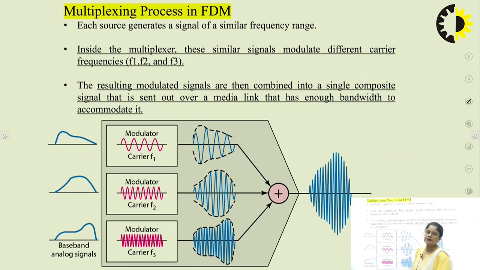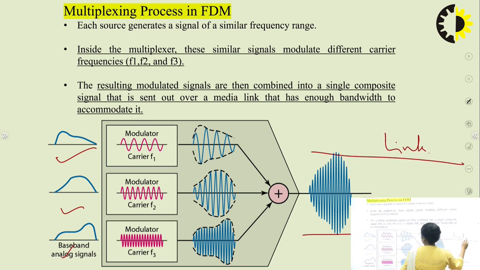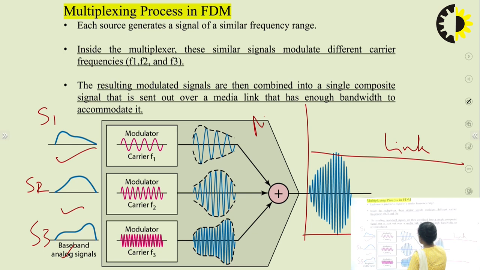And this is the figurative representation of multiplexing. Then I'll also explain demultiplexing for analog signals. Here, in this case, we are having three sources. This is the medium, this is the link. And we have three sources, source one, source two, source three, and the three sources will be sending the data to a medium. And this is your mux, your multiplexer. These three sources generate signals of similar frequency ranges.